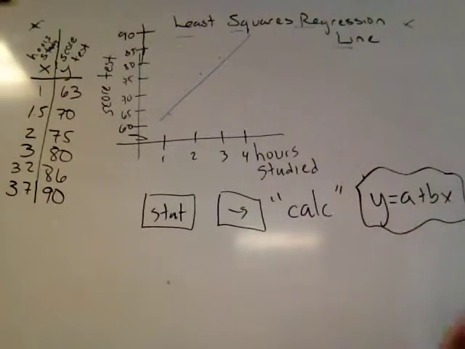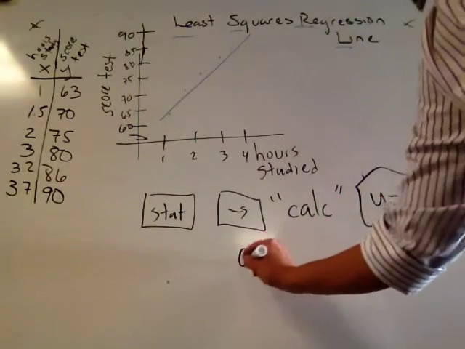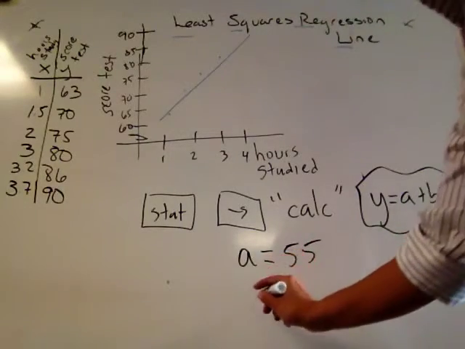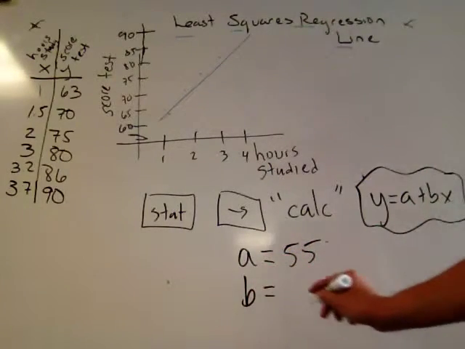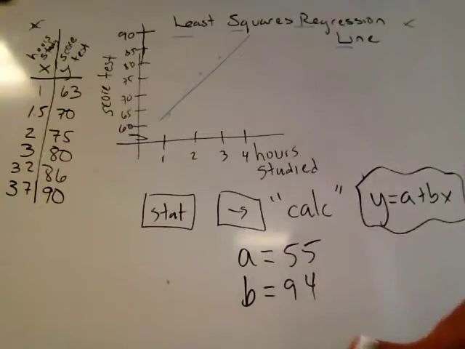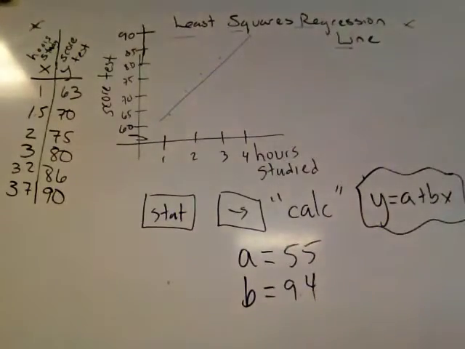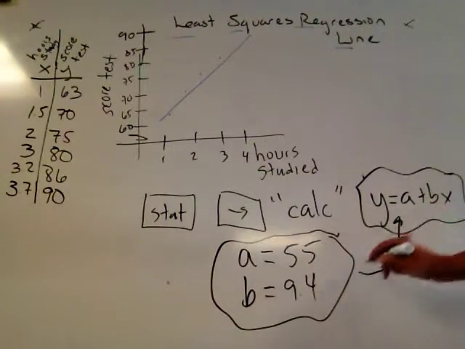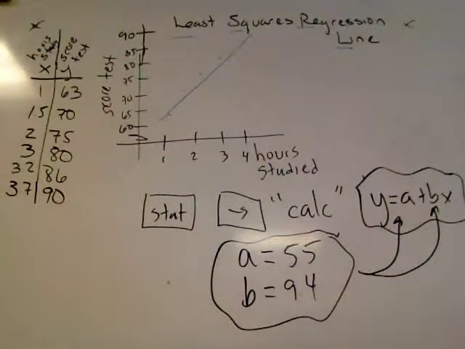Right? So when you do that on a calculator, some numbers will pop up. So the numbers that pop up, you get A equals, and it's about 55. I'm rounding this off a little bit. You get B equals 9.4 about, and you get some other numbers. You get R as well that we're going to use later. So these numbers correspond to these variables here. So now in order to get the equation, all I've got to do is now write it in this form.